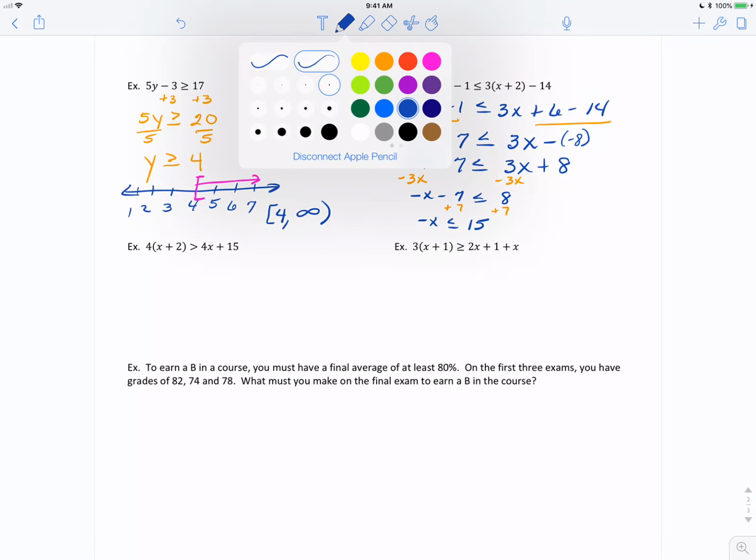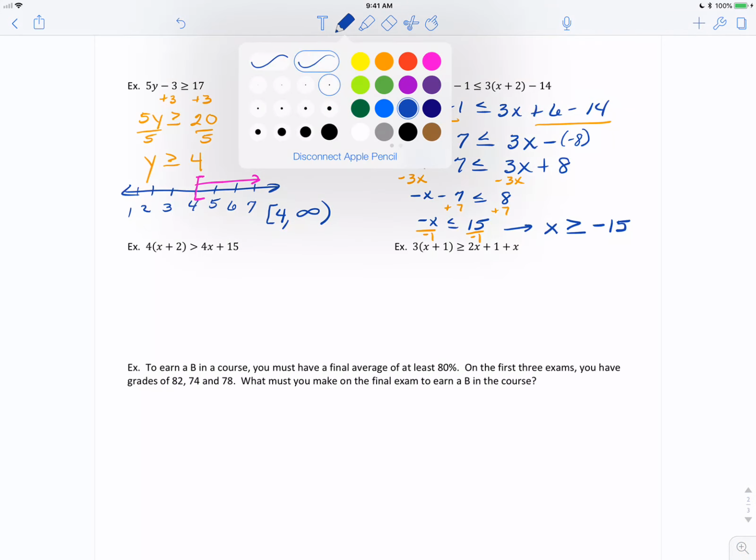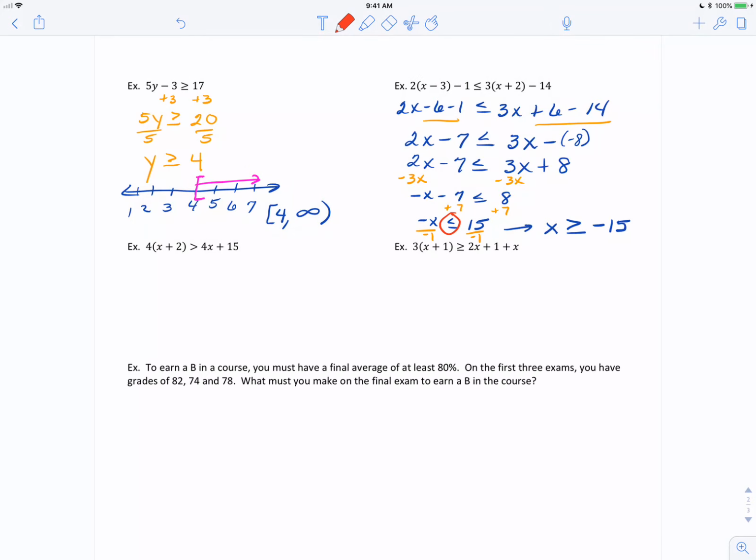And look here, we are having to divide by a -1, which should send off our bells and whistles again. Ding, ding, ding. So bring this over here. So x now is greater than or equal to -15. So notice, I don't know what color I could put on here to make this flip that sign.